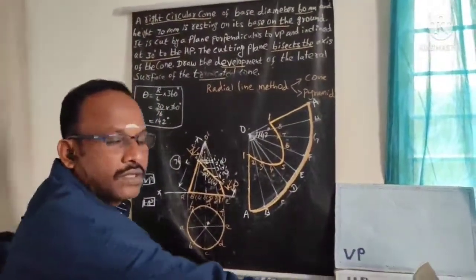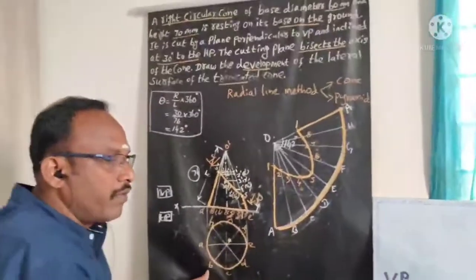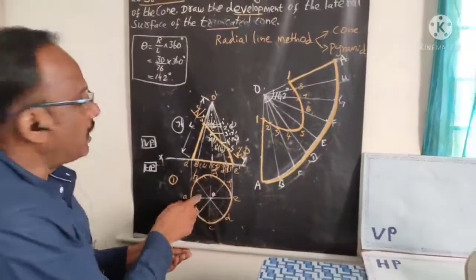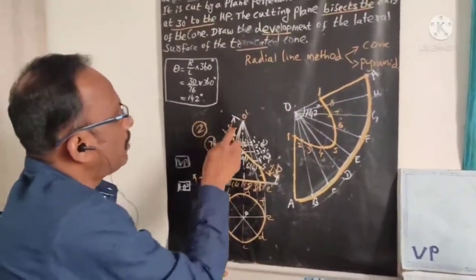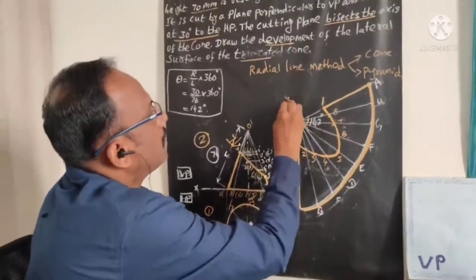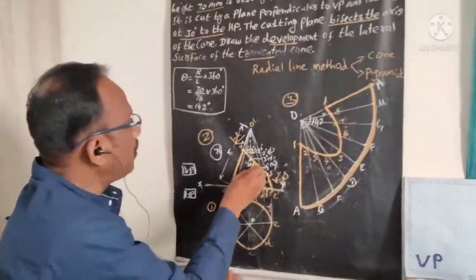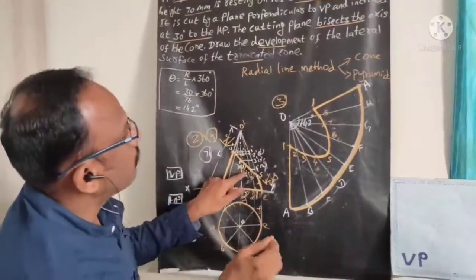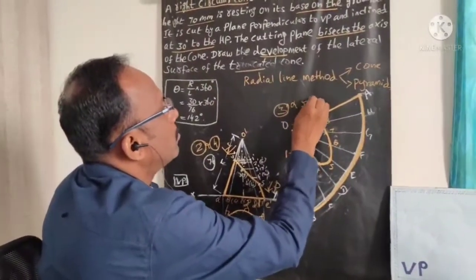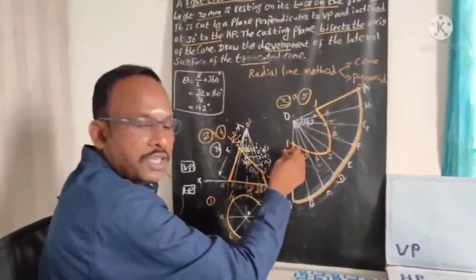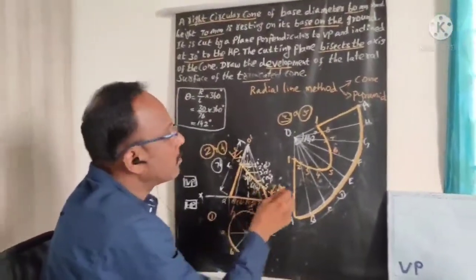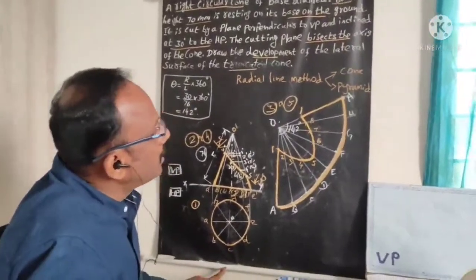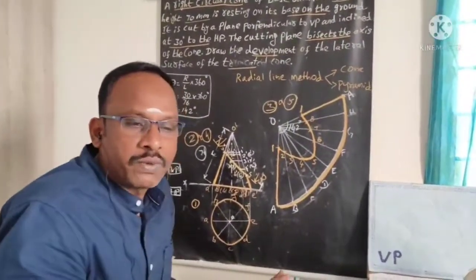So, a quick review. First step, you draw the top view of this particular cone as a circle. Second, you draw the front view. Third, you draw the full development. Fourth, you draw the section plane. And fifth, you draw the cutting points and project them here. Then you get the full development of this particular solid. Thank you. Thanks for watching this video.